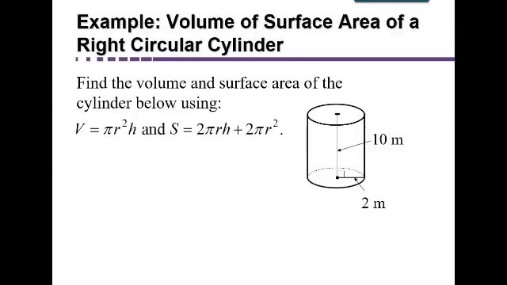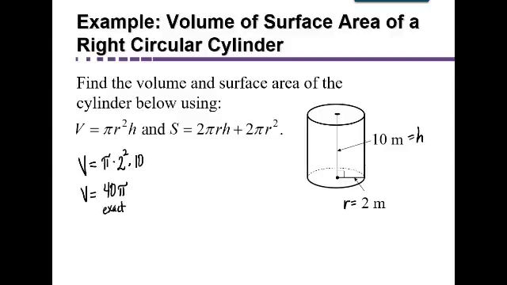So this 2 is the radius of the circular base, and this 10 is the height of the circular cylinder. If we want to find the volume of this guy, we just multiply pi times the radius squared, so 2 squared, times h, which is 10. So the volume is going to be 4 times 10, which is 40 pi. This is the exact volume.